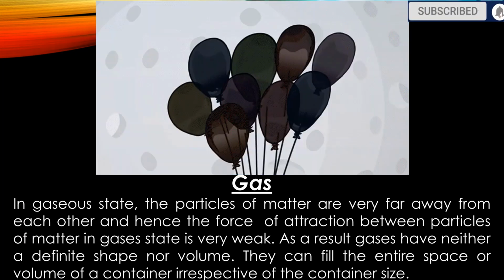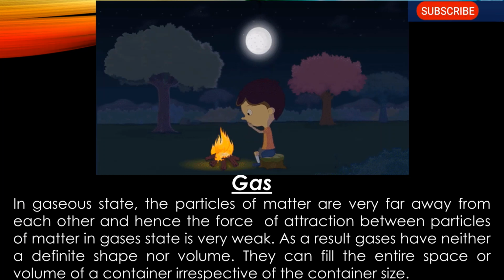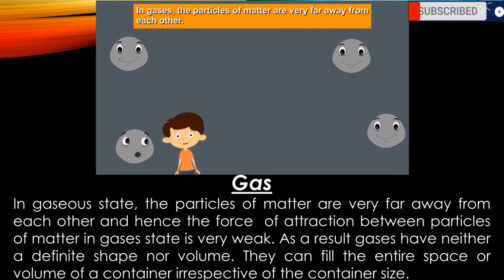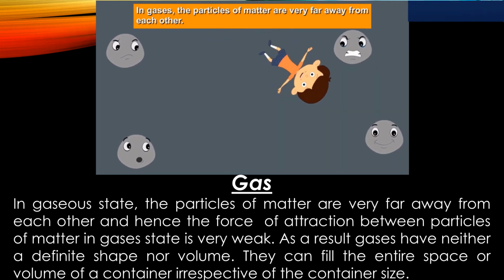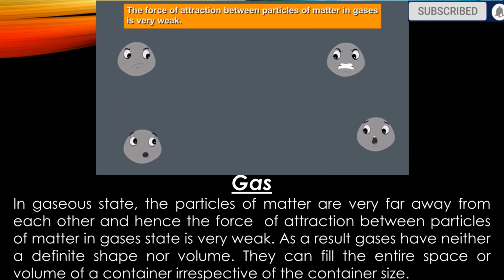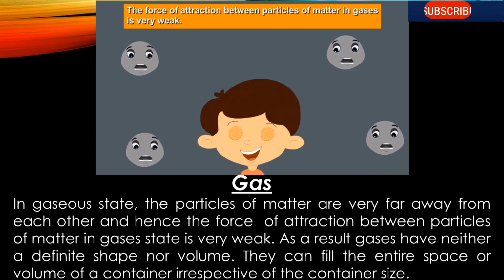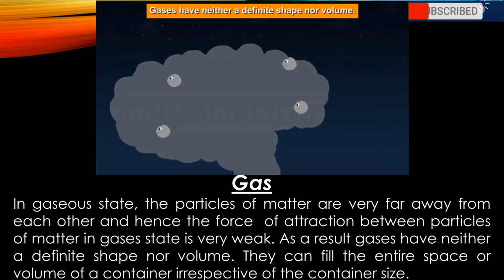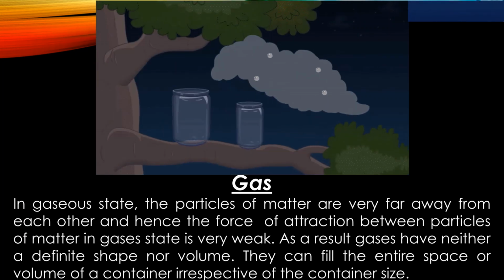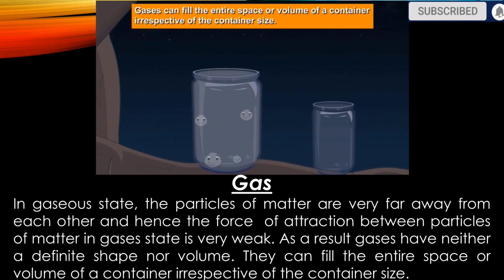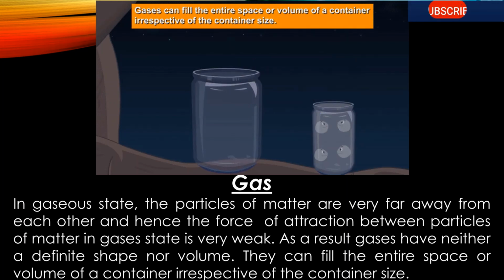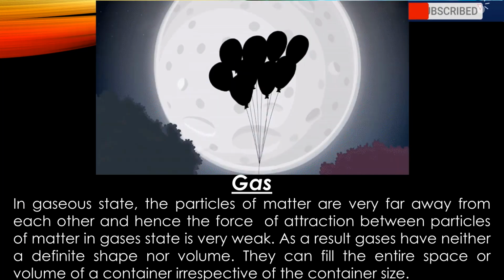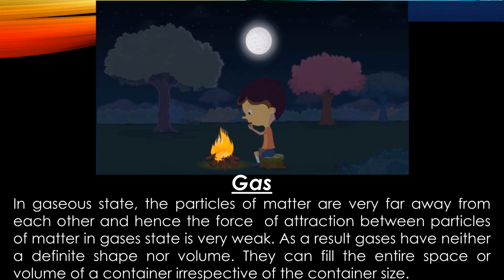So now, after understanding solids and liquids, there comes the third state of matter. The third state of matter is gas. In the gaseous state, the particles of matter are very far away from each other, and hence the force of attraction between particles of matter in the gaseous state is very weak. As a result, gases have neither a definite shape nor a definite volume. They can fill the entire space or volume of a container, irrespective of the container size.